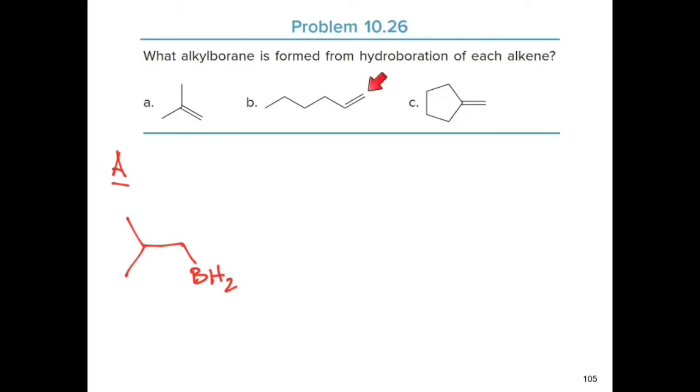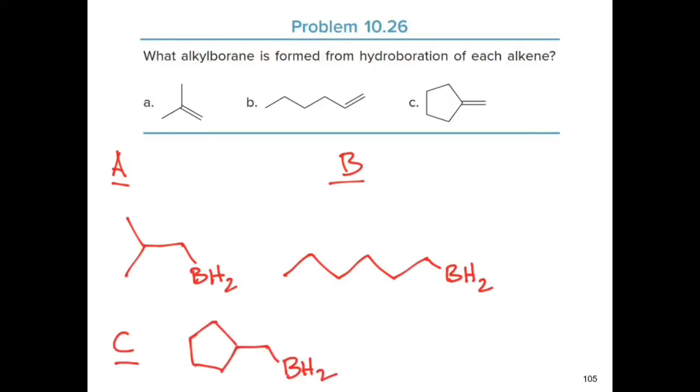And for the second one here, you can see that we have another unsymmetrical alkene. And so that means that the boron atom will be bonded to this less substituted carbon. And so again, the BH2 will be connected to this less substituted carbon atom, as shown here. And for the third one, another unsymmetrical alkene here. So that means that the boron atom will be bonded to this less substituted carbon on the right, as shown here.